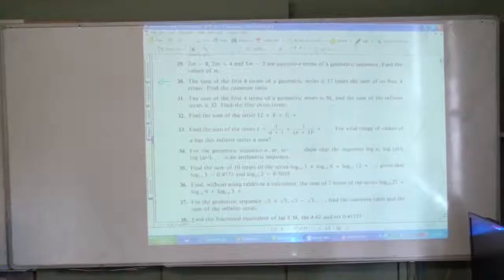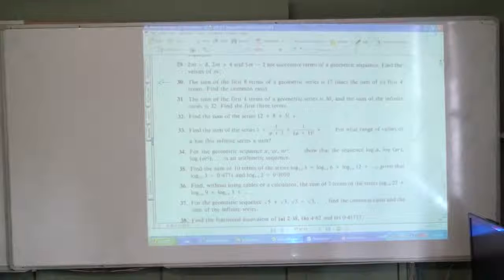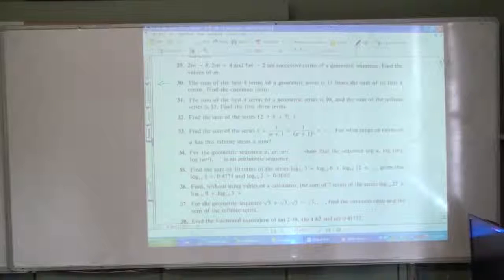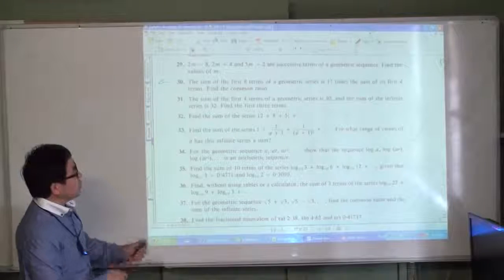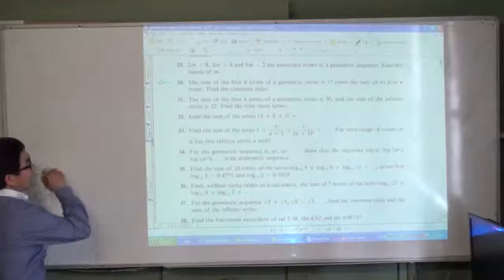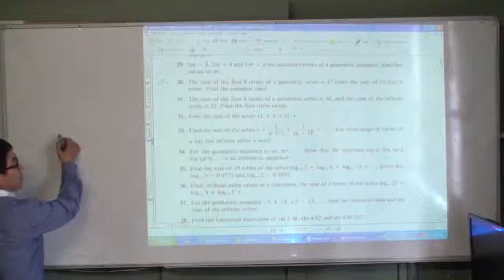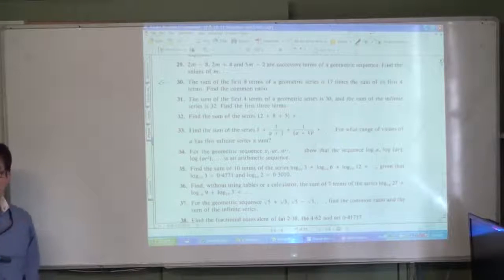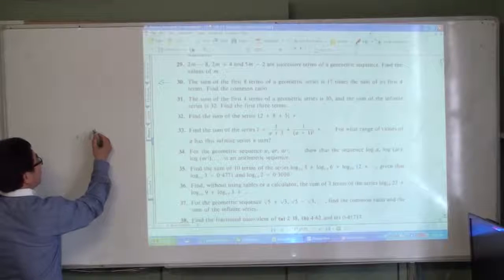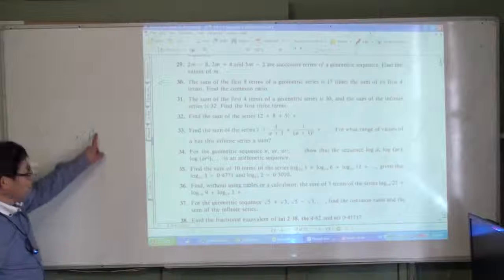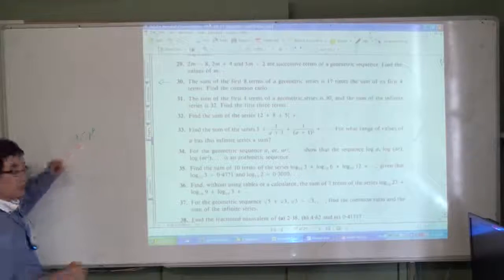The sum of the first 8 terms of the sequence is 17 times the sum of the first four terms. Find the common ratio. Wow. So, what's the sum of the first 8 terms? Say the first term is A, the common ratio is R. Then R to the power of the number of terms, isn't it? We are talking about 8 terms.